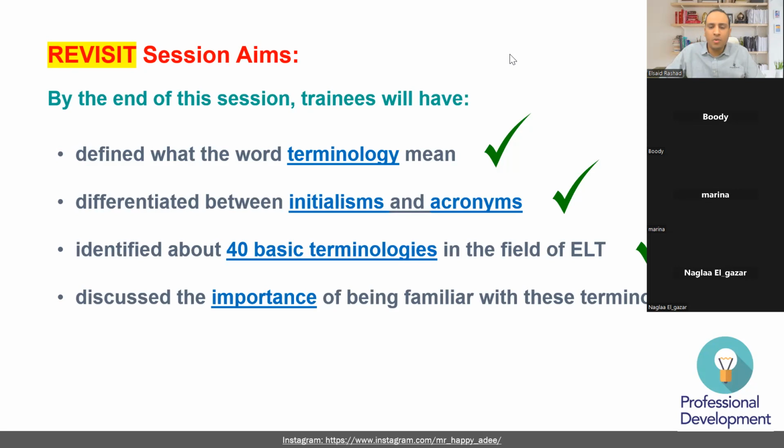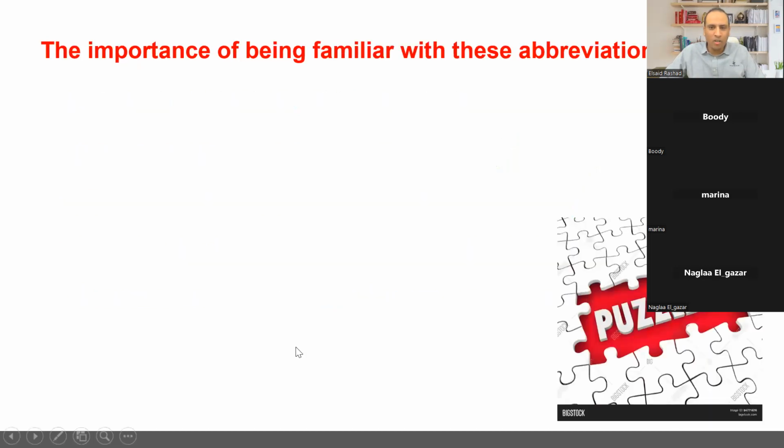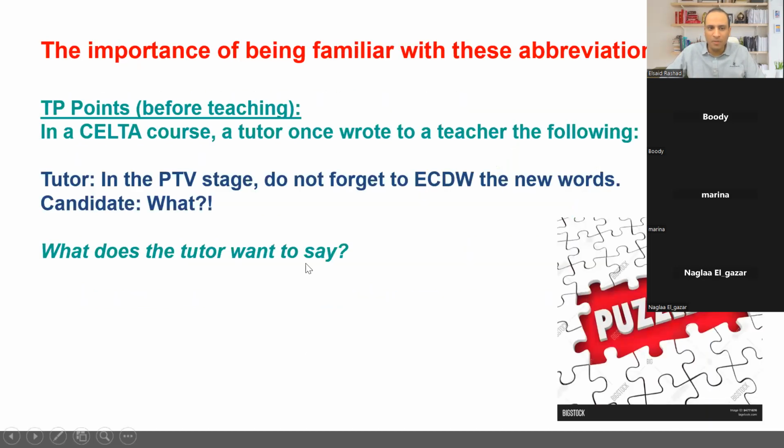If you work in a school or in a reputable place, they will be using these terminologies. They will be using ICQs, CCQs, TTT, STT. I'm saying, what? What's that? What do you mean? So you will not be familiar. You'll be left behind. And here I got 2 examples. Look at the first example.